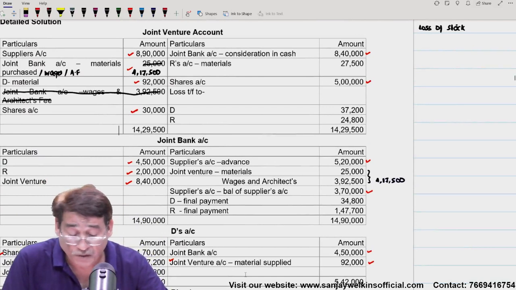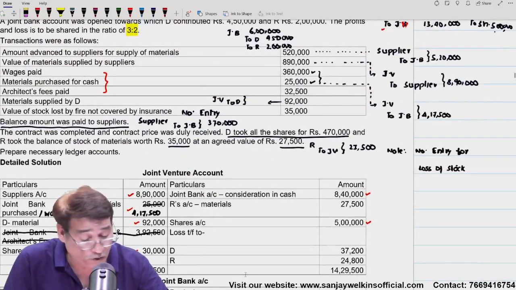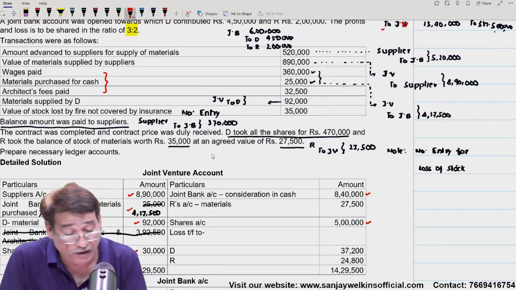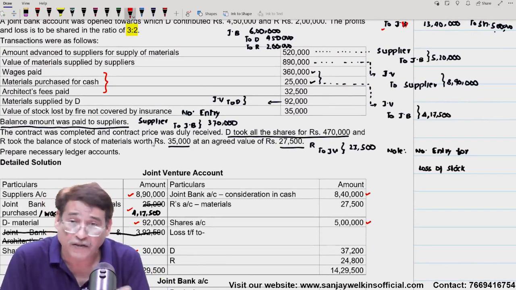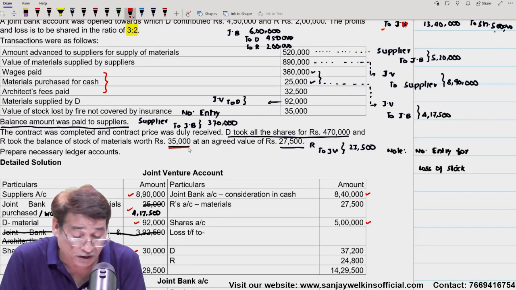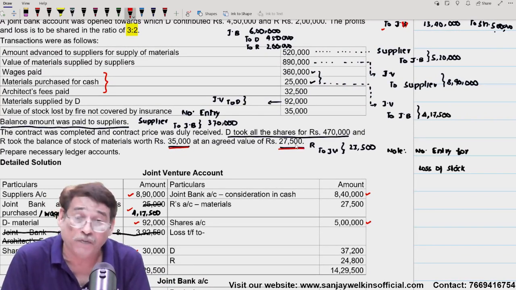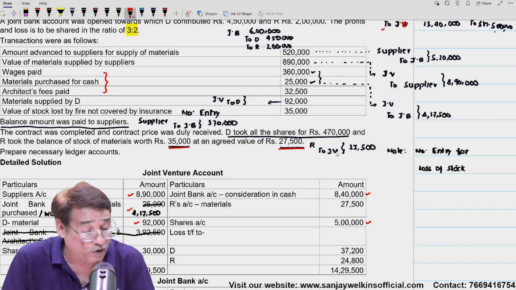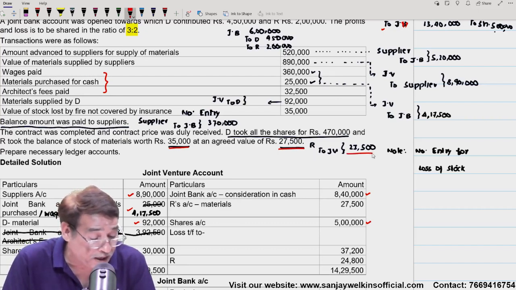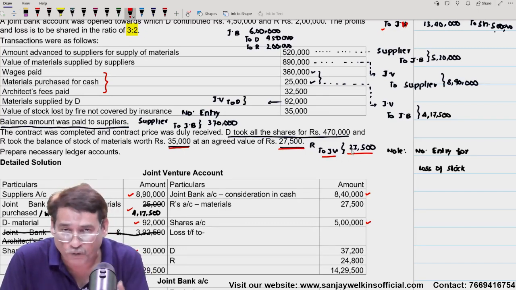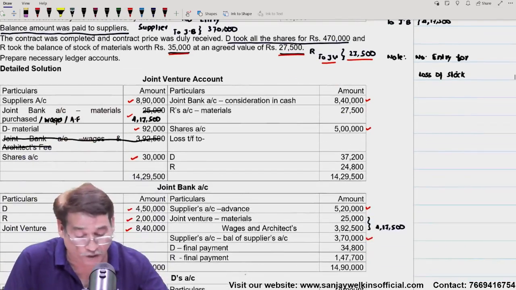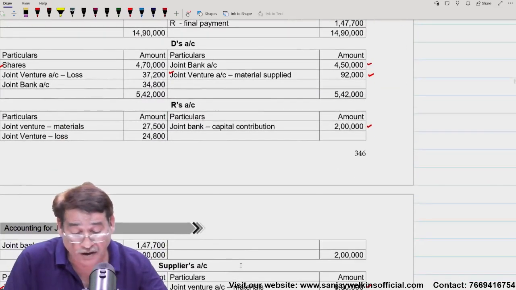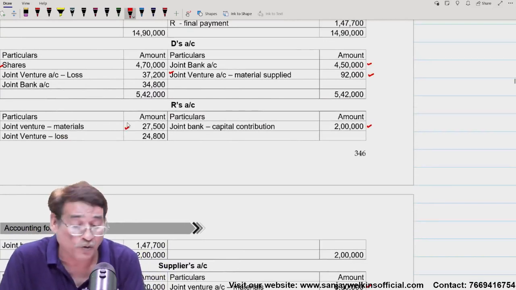After this particular point, what else is given? We are given that R took over the balance of the stock. Now balance of the stock, 35,000 worth of stock was taken over at 27,500. So you are going to write here R account debit to joint venture 27,500. At what value we are taking over, that is important. So on the credit side of joint venture, I will write "by R," and on the debit side of R, I am going to write here "to joint venture."